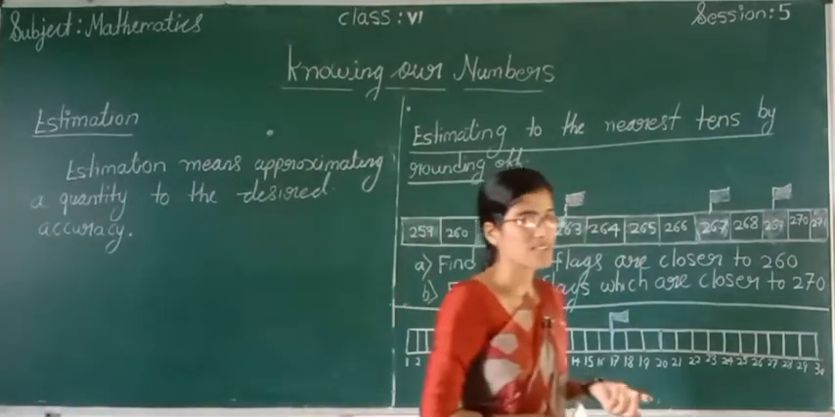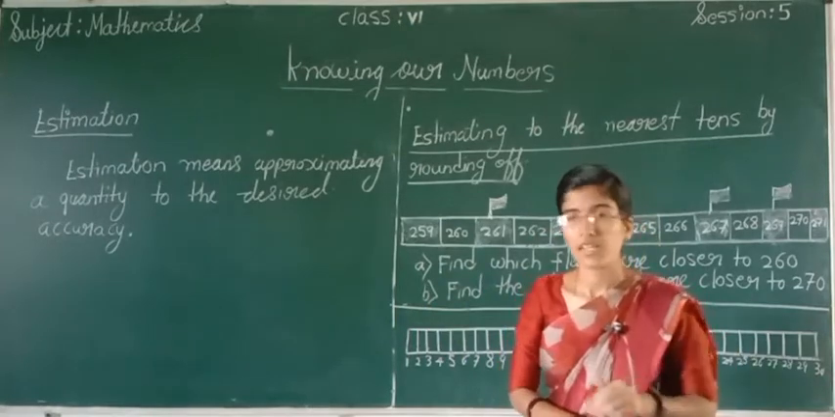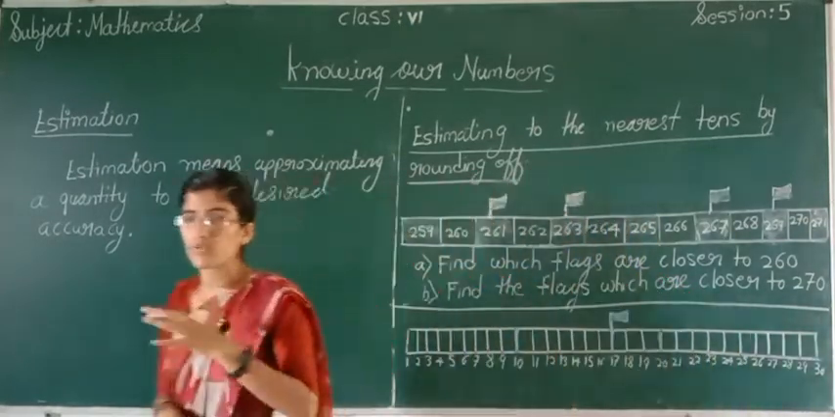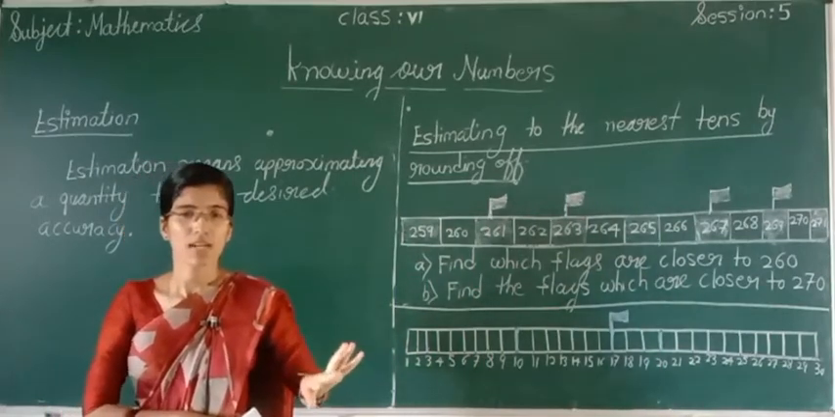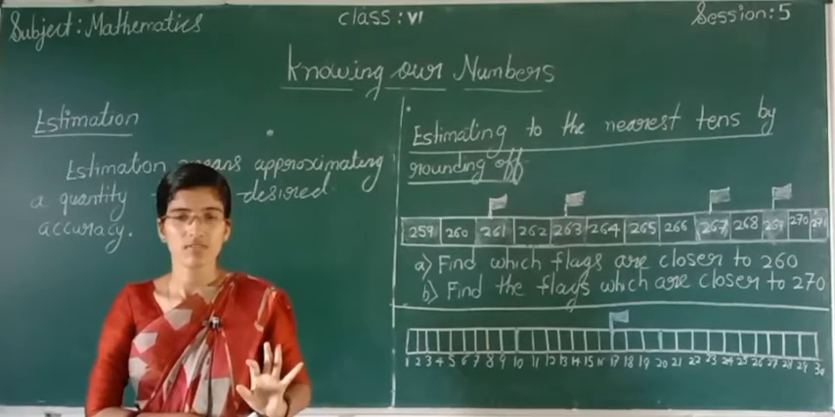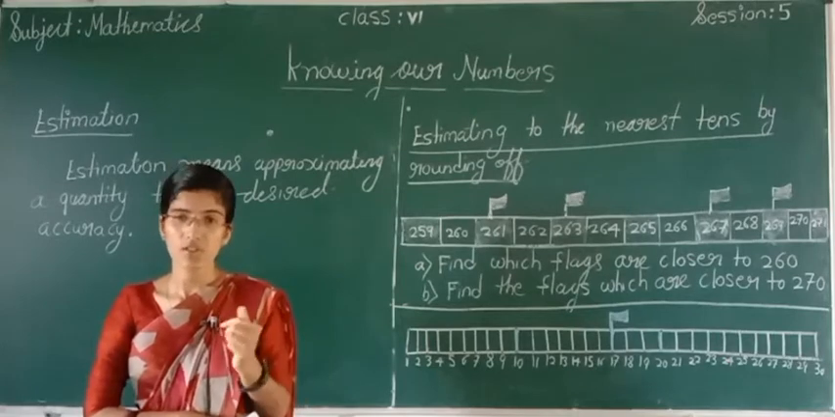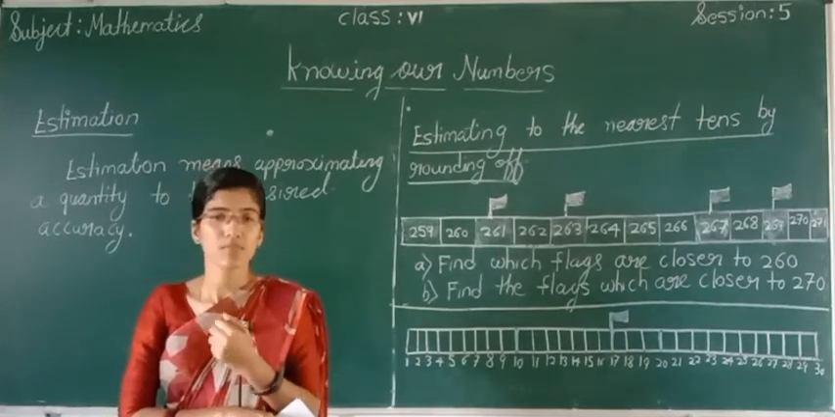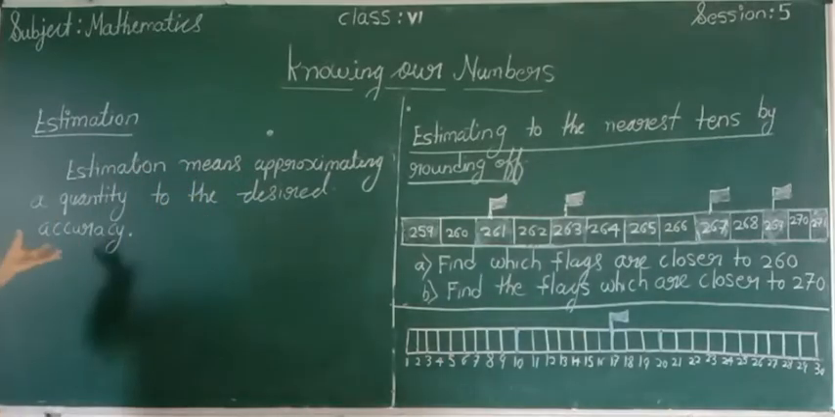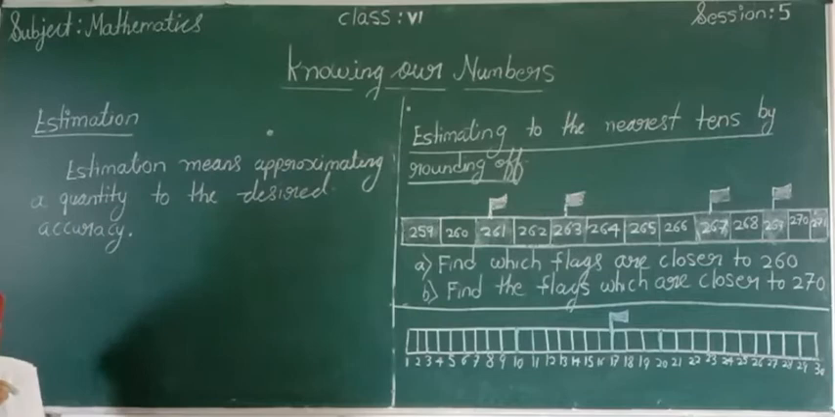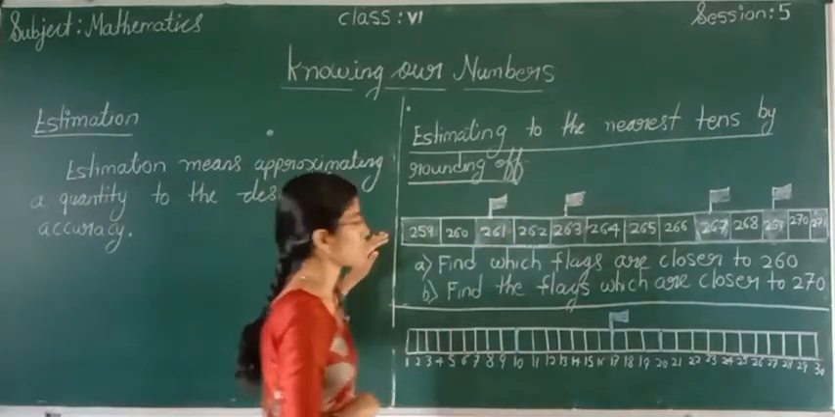We are telling answer in such a way that it will be nearer, but it is not exact. The answer will be nearer. 1,000 means I think so 900, 800 people may be present in your function. Okay. But we can't judge exactly. Yes or no? That is an approximate we can tell. Here estimation means approximating a quantity to the desired accuracy. Now see here, estimating to the nearest tens by rounding off.